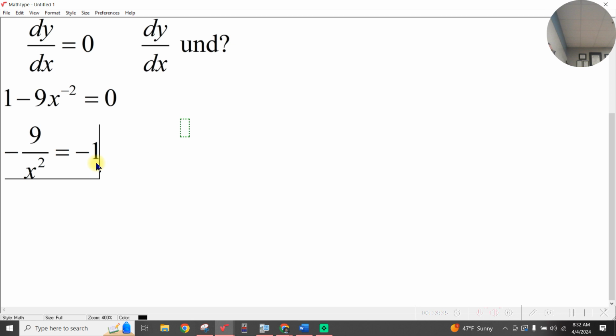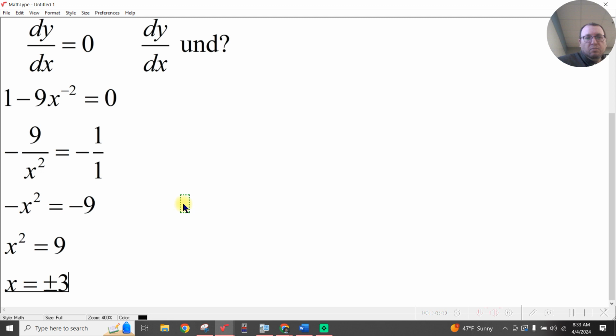Cross multiply. You could divide by negative first to make it look a little nicer, but I'm just going to cross multiply, and at least in my head I need to think of this as -1/1. So when we cross multiply, we get negative x squared equals -9. Now we have to divide by negative before I can take the square root. So x squared equals 9. Yes, positive 3. You hear that, Will? So, plus or minus 3.